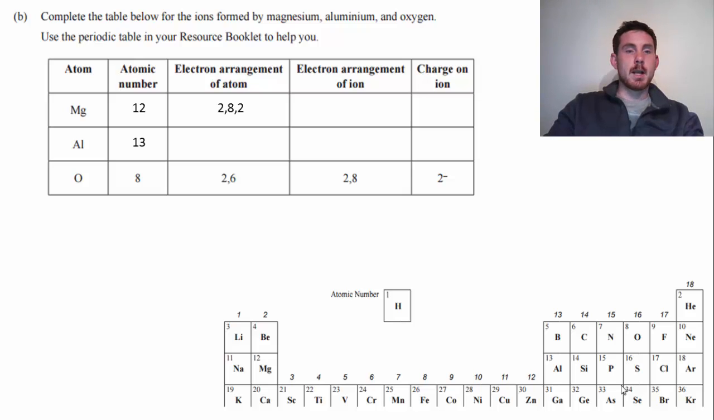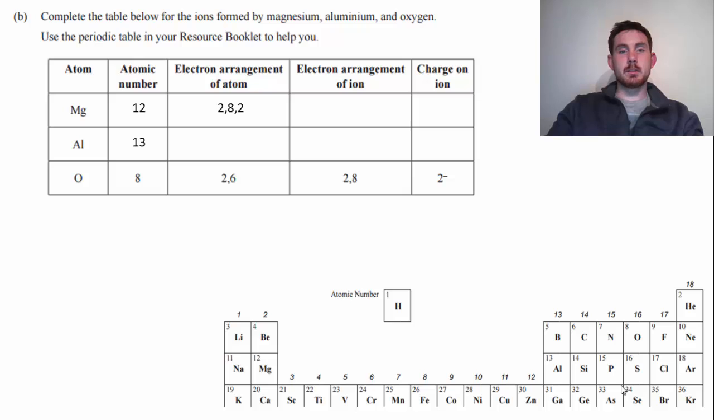We know that for an atom the number of electrons is the same as the number of protons. Because the atomic number tells us the number of protons, and it's an atom, meaning it has no net charge, it must have the same number of negative charges as positive charges, so the same number of protons and electrons.